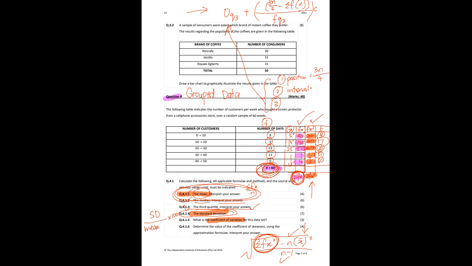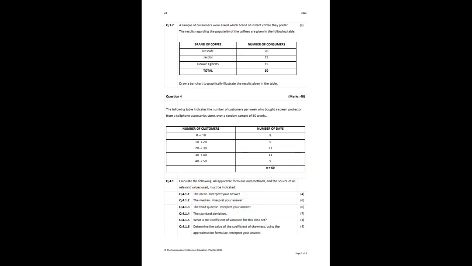And then the last one here is your value of your coefficient of skewness, and interpret your answer. Again, it's interpreted in the same way that I had explained to you under your ungrouped data. It can either be equal to 0, where it's a symmetrical distribution, or greater than 0, where it is a positively skewed distribution, or less than 0, where it's a negatively skewed distribution.